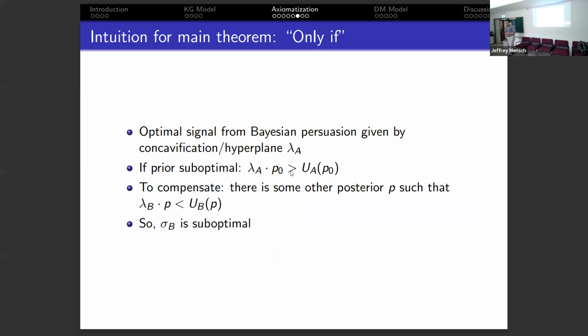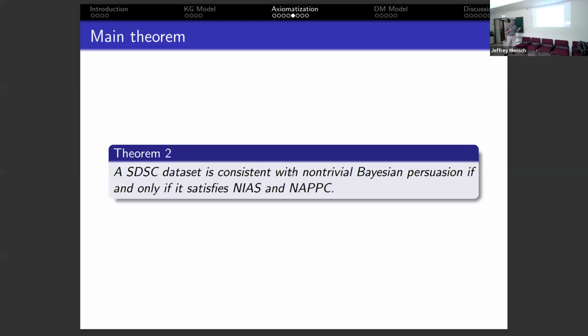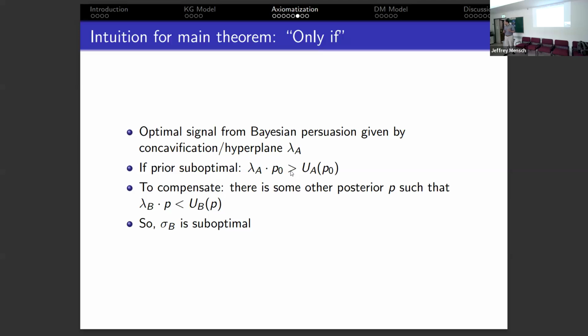Okay, so let's give some intuition. First, let's go for the only if direction. We want to say that if it's consistent with non-trivial Bayesian persuasion, then it must satisfy NIAS and NAPPC. Well, suppose that it violates NAPPC, but it's consistent with Bayesian persuasion. Well, we know if it's consistent with Bayesian persuasion, the prior was supposed to be suboptimal, so the optimal hyperplane lambda A dot P naught is supposed to be strictly above the indirect utility from the prior, according to the utility from menu A.